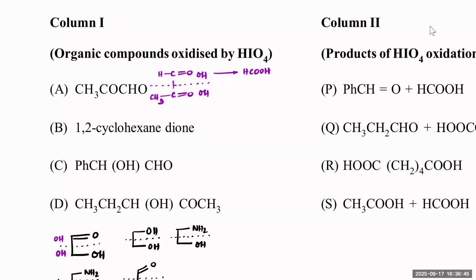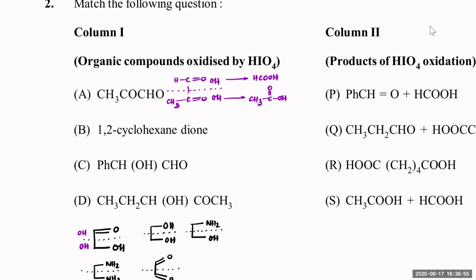So what is that becomes? Carboxylic acid. The bottom one will also become CH3, C double bond O is already existing, one more OH is coming. So what do I get? I'll get formic acid and acetic acid. So which is answer? S. Clear?